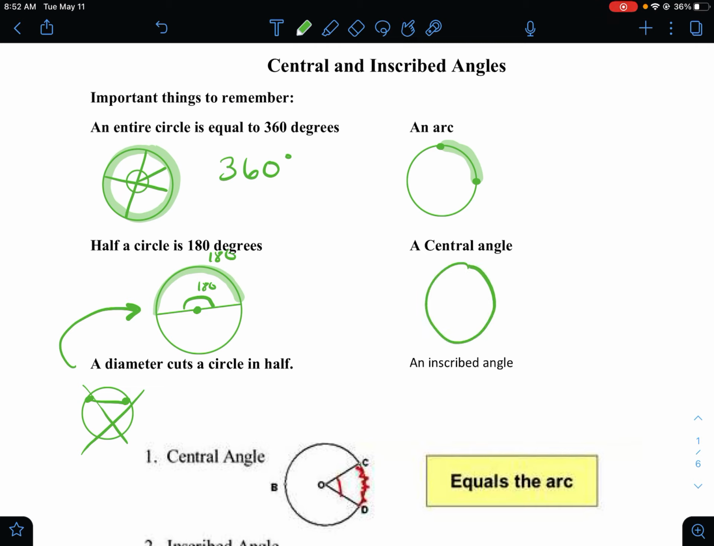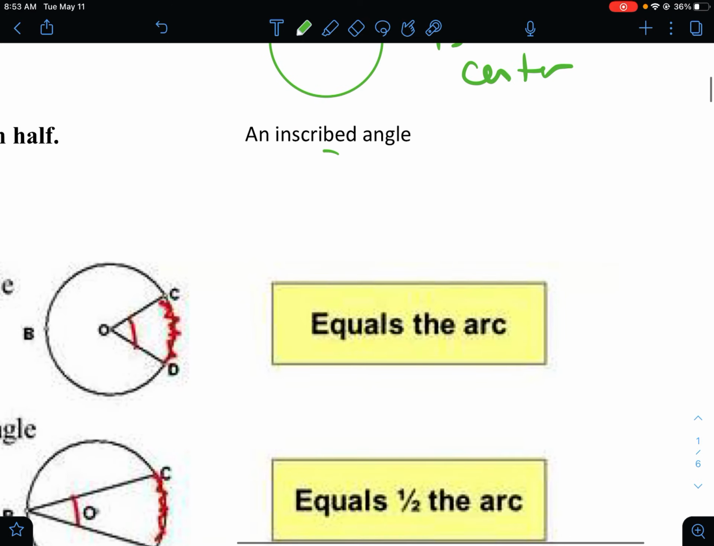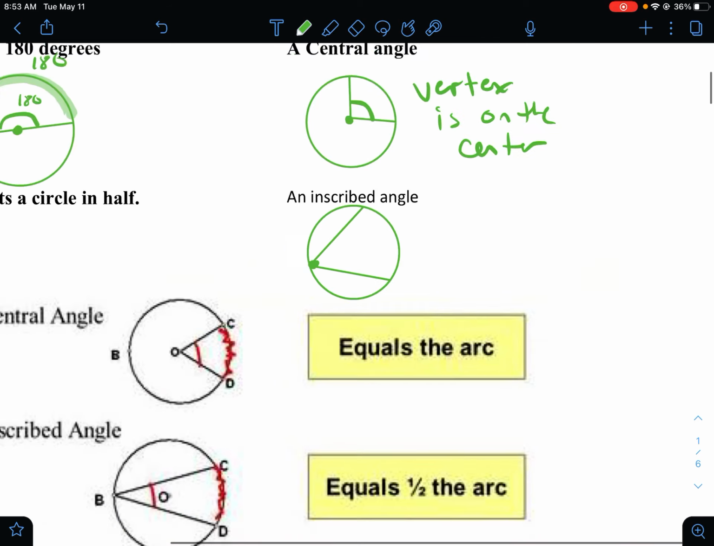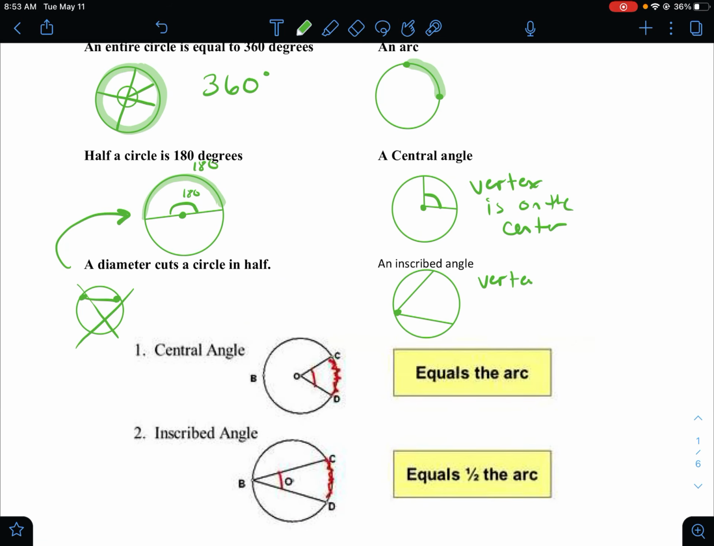We have a central angle. A central angle happens when the vertex of the angle is on the center of the circle. So this right here is a central angle. Then we have something called an inscribed angle. In an inscribed angle, the vertex is on the circle. These are important pieces of information.